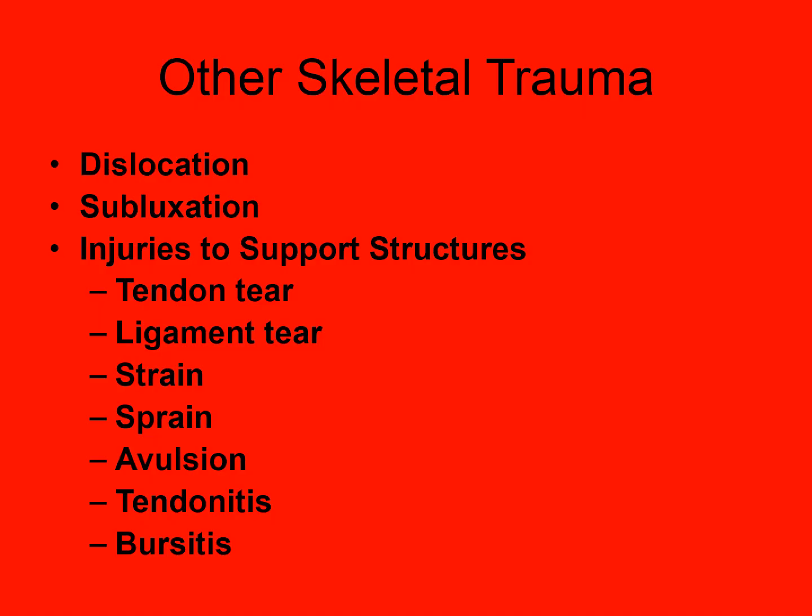So other skeletal traction that we want to pay attention to are listed in the slides: dislocation, subluxation, and injuries to support structures, such as tendon tear, ligament strain, sprain, tendonitis, and bursitis. But I want to talk about two of the most common ones that you may see, the strains and sprains. So a strain is an excess stretching of the muscle or tendon.